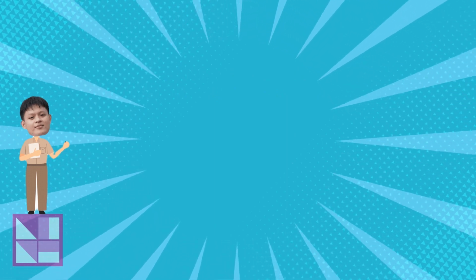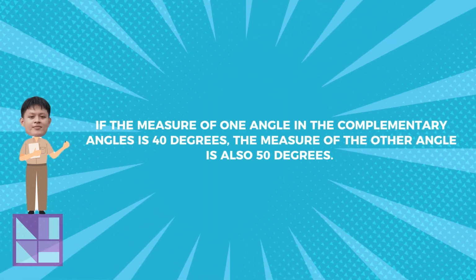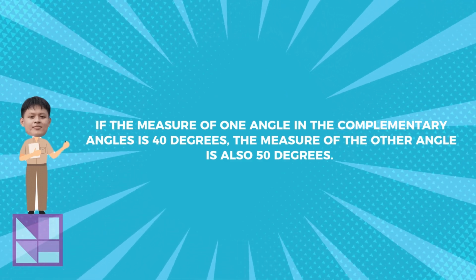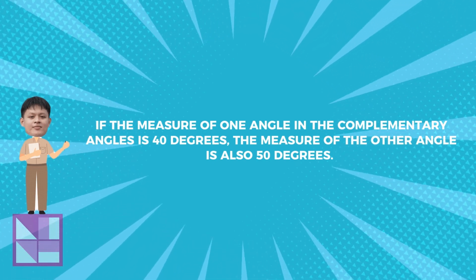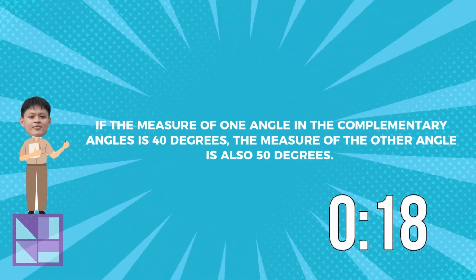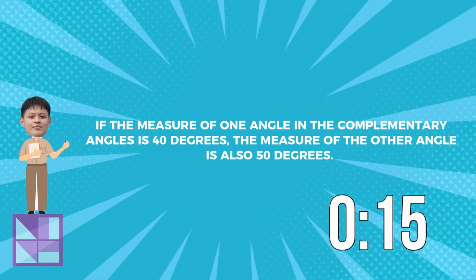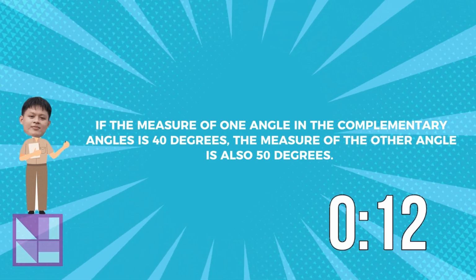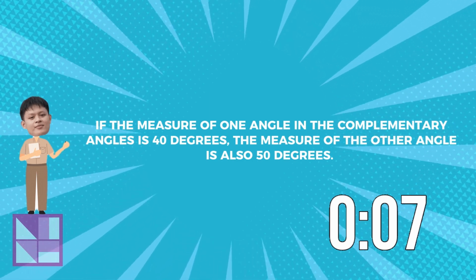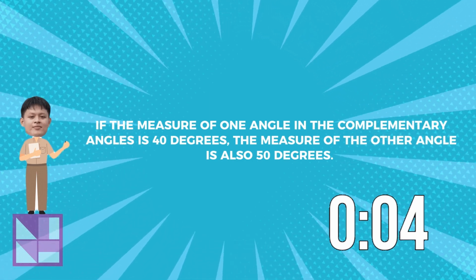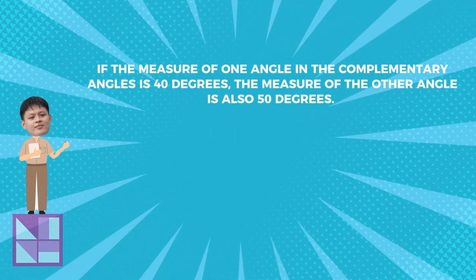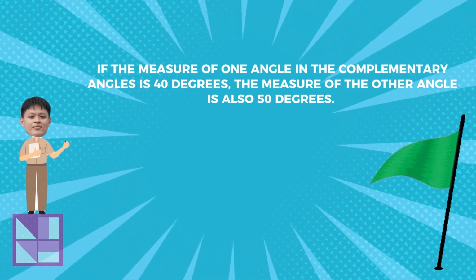Item number 3. If the measure of one angle in the complementary angles is 40 degrees, the measure of the other angle is also 40 degrees. Green flag or red flag. Time's up. The correct flag is green flag.